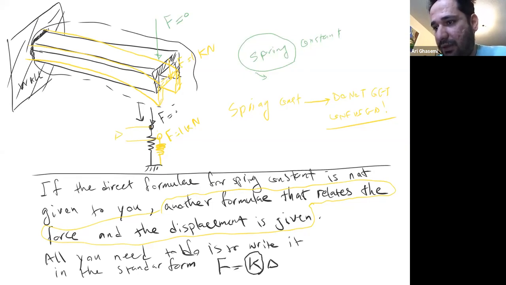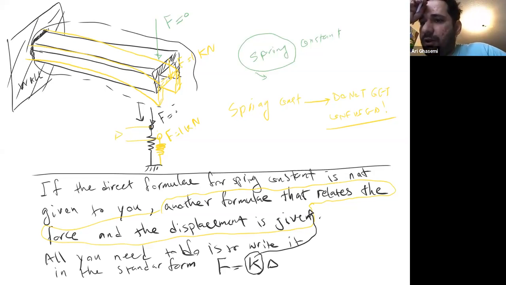And this K becomes something that depends on the parameters of this formula. So all you do is rearrange this formula such that on the left side you have force, and on the right side you have something times displacement. That something is your spring constant.